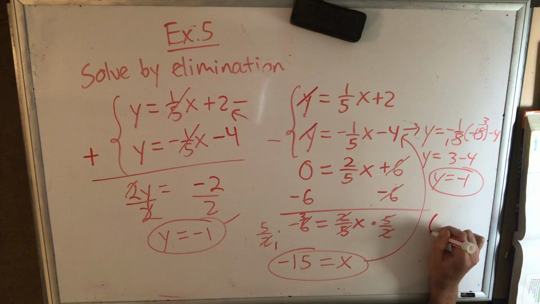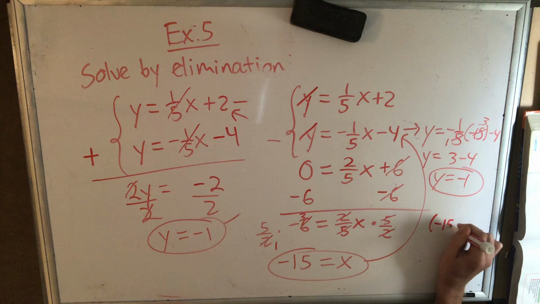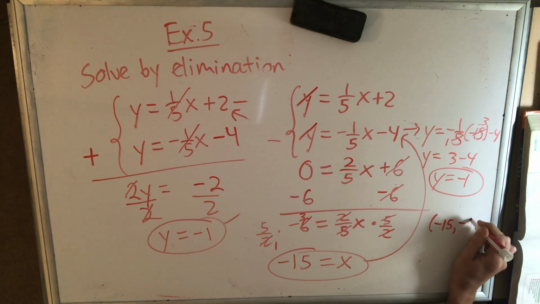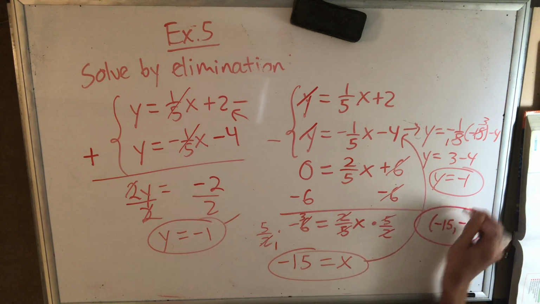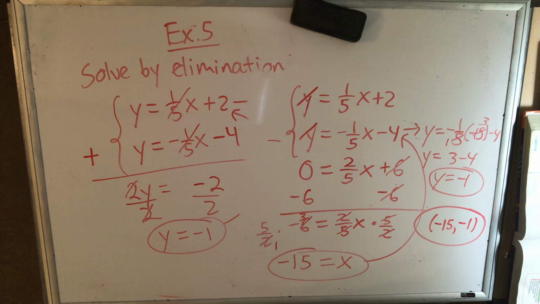You can write the answer in coordinate form as negative 15, comma, the y number negative 1 if you want to. And now let's go to a word problem, example 6, and then we're done.